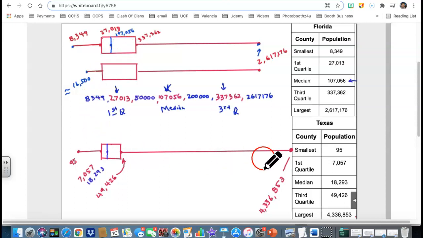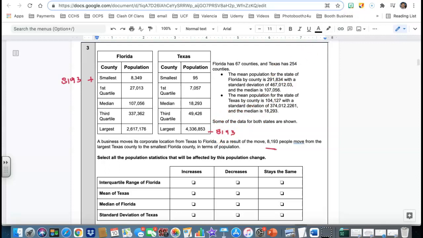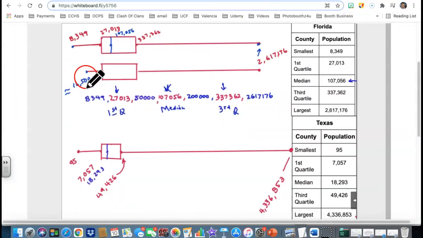It was said that from Texas, from the largest county, it went 8,100 something to the smallest county in Florida. 8,349 plus 8,100 something, 193, gives you approximately 16,500. So the smallest county became 16,500. All right. Now, is that going to affect the order? So now instead of having 8,000, let me cross it out. I have 16,500. Now let's do our new box and whisker plot.